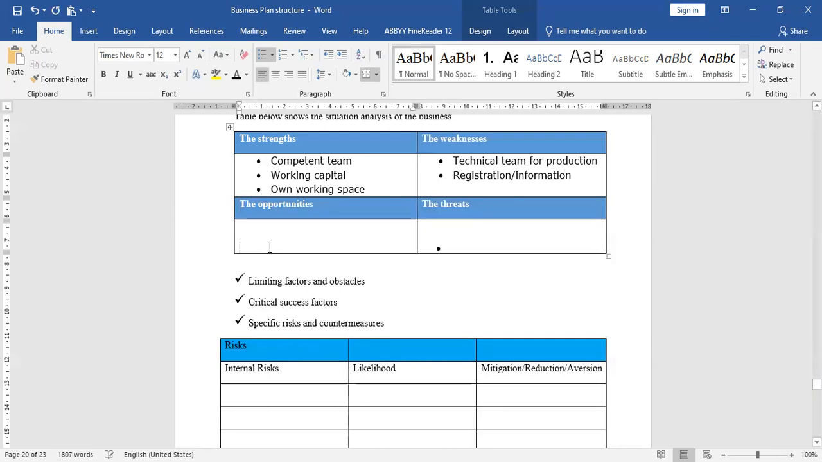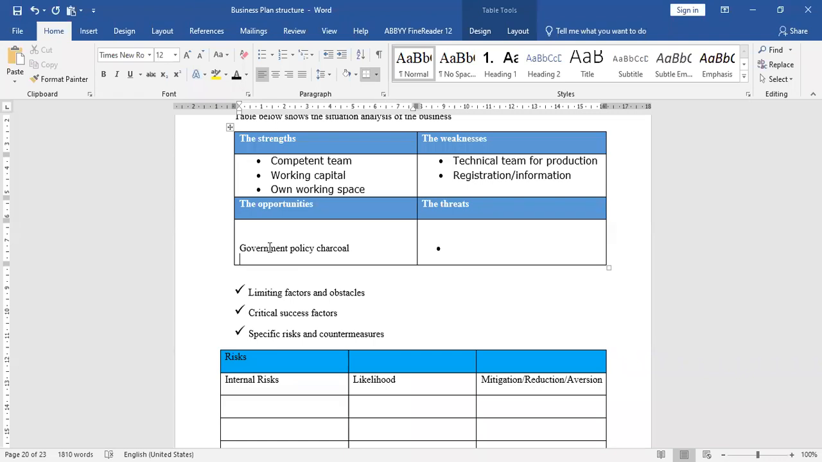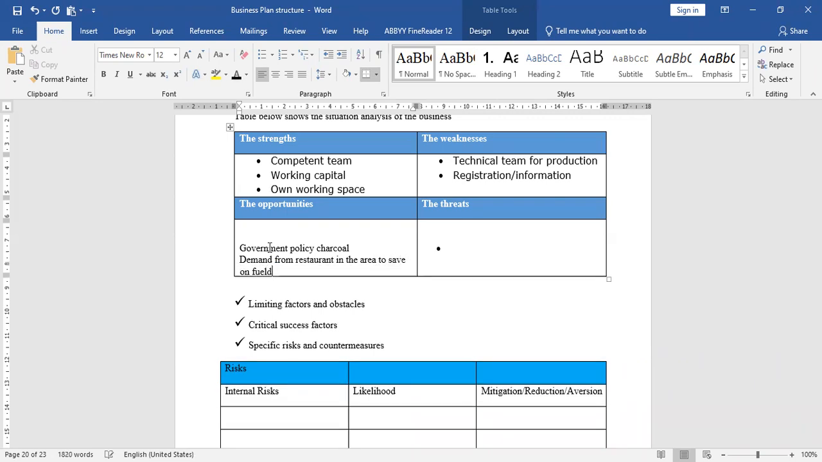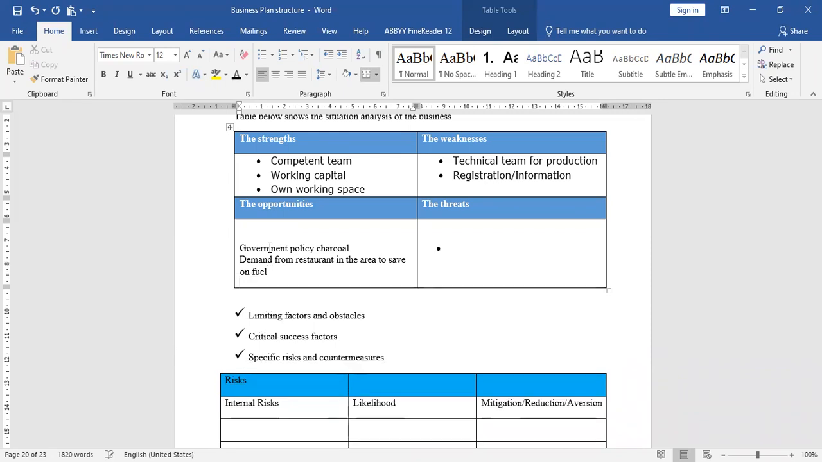Opportunities are things like maybe the government policy banning charcoal use is an opportunity. Demand from restaurants in the area to save on fuel. Maybe there is a huge demand. Or maybe an opportunity could be the high cost of charcoal. These are external opportunities that influence you.